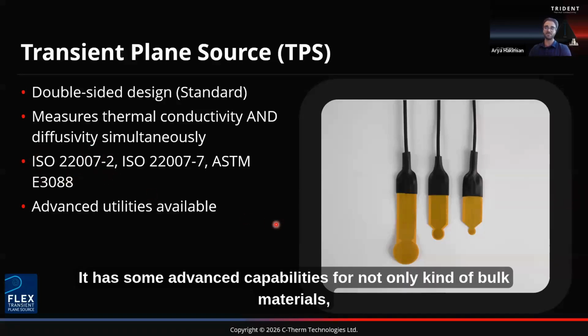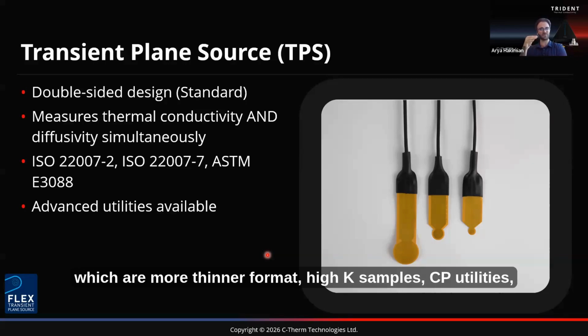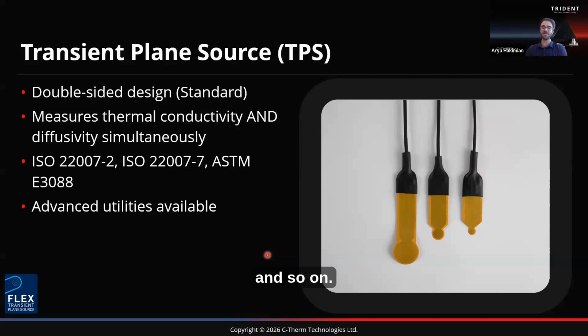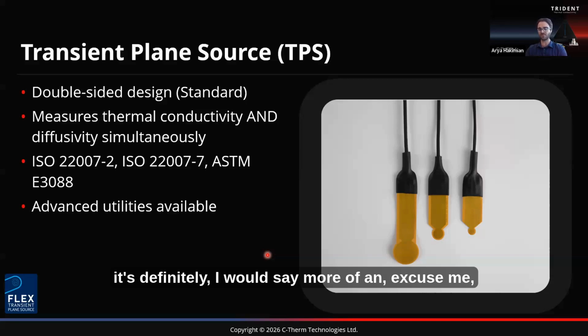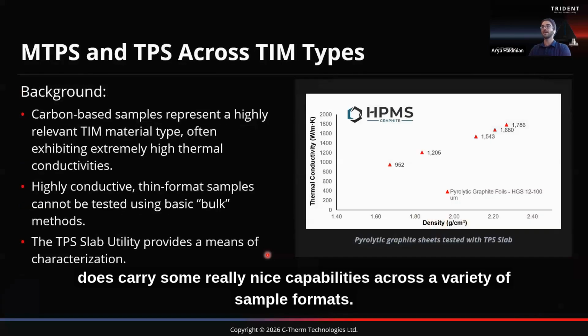It has some advanced capabilities for not only bulk materials, but also things like thin films, anisotropic samples, slabs, which are more thin format, high K samples, CP utilities, and so on. So it's definitely, I would say, more of an advanced method to operate, but does carry some really nice capabilities across a variety of sample formats.